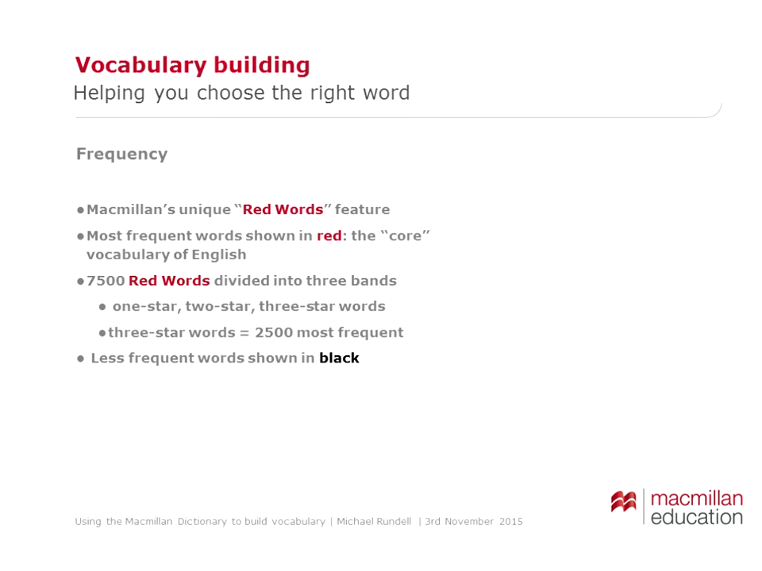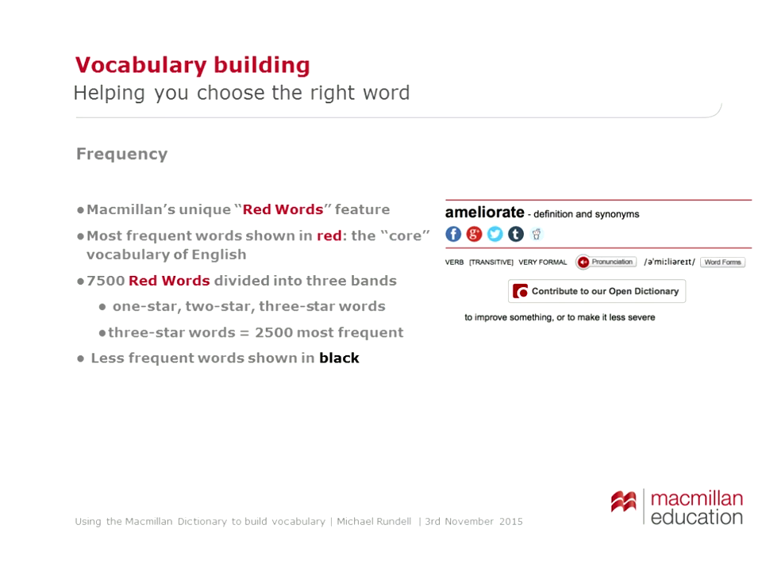Another factor in choosing the right word is frequency. This is where Macmillan has this rather unique system of red words, where the most frequent words in English, the 7,500 core vocabulary of the language are shown in red, and they're also divided into 3 bands with 1 star, 2 star, 3 star. And that's also a factor in choosing the kind of words that you want.